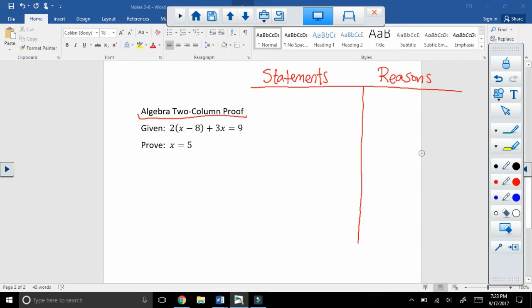When you were in algebra and you showed your work, like your teacher probably asked you to do, you filled in this statements column without even knowing it. So the first thing you'd have to do is write out the equation. It says here that we are given that 2 times the quantity x minus 8, plus 3x, is equal to 9. And that's what we were given. And then it tells us what we want to prove. So we need to list out the steps to get to where we want to be. After we go through the algebra work, we're going to go back and write the reasons for those things.